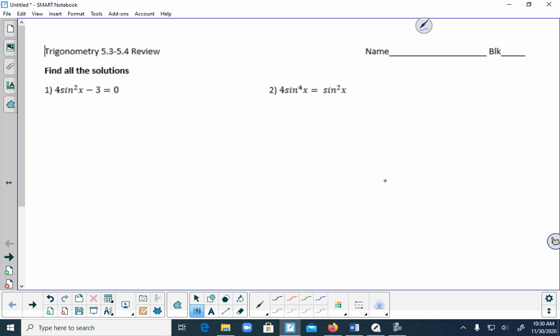So let's begin. The first ones are asking you to find all solutions to the equation. The first one is 4 sine squared x minus 3. Remember, we're going to get the trig function on one side by itself before we start taking any square roots. So to do that, I'm going to add 3 to both sides. So 4 sine squared x is equal to 3. Divide both sides by 4. So sine squared x is equal to 3/4.